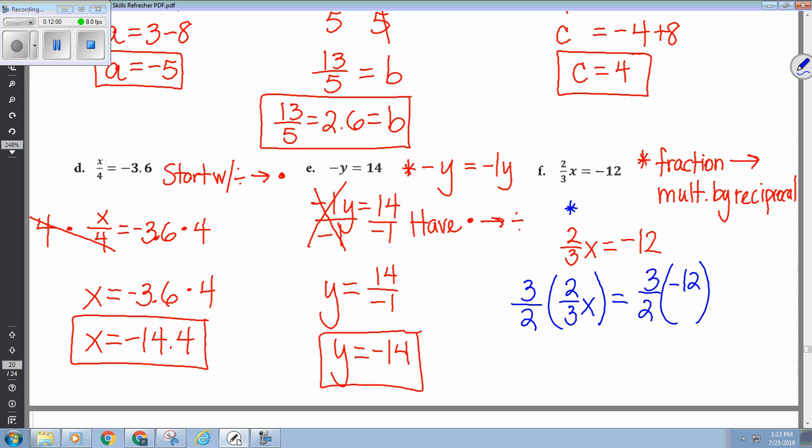And here's what's going to happen when we do that. On the left-hand side, 3 times 2 is 6. 2 times 3 is 6. 6 divided by 6 is 1. So it dropped itself out.